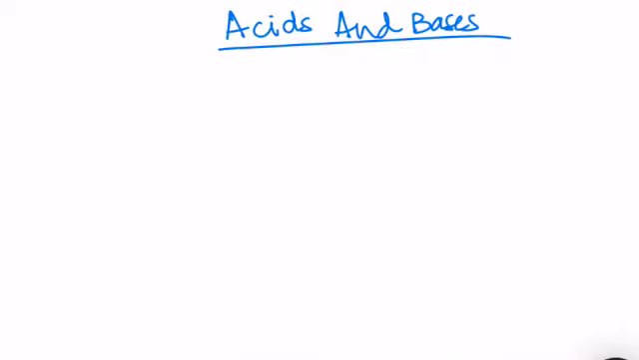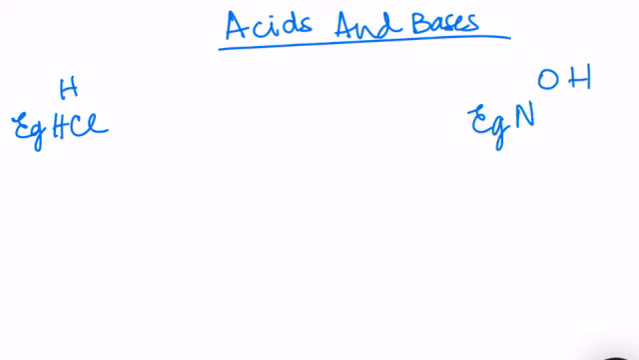Acids and bases. So acids and bases are chemicals that have a certain formula. So acids will almost always have hydrogen in them, and bases will almost always have OH, hydroxide, in them. An example of an acid is HCl, which is hydrochloric acid, and an example of a base is NaOH, which is sodium hydroxide. The definition of acids is that when they are in solution, they dissociate, which means they break up, and they release hydrogen ions.